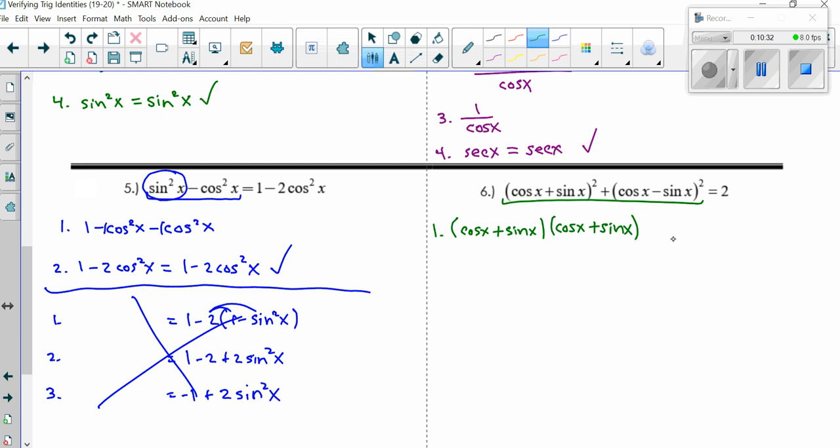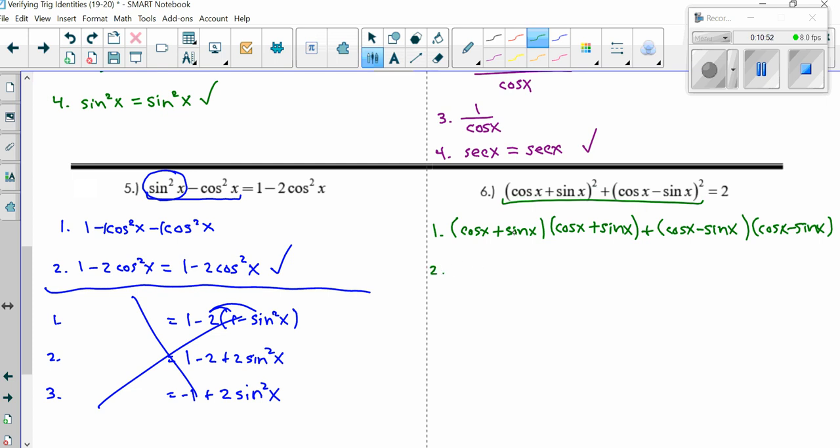Okay, and then over here, we're going to say plus cosine x minus sine x times cosine x minus sine x. Okay, so the first step is really just expanding so that we can distribute.